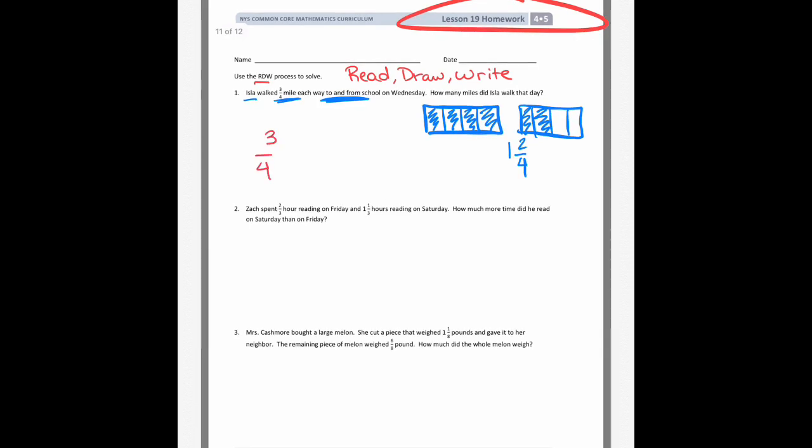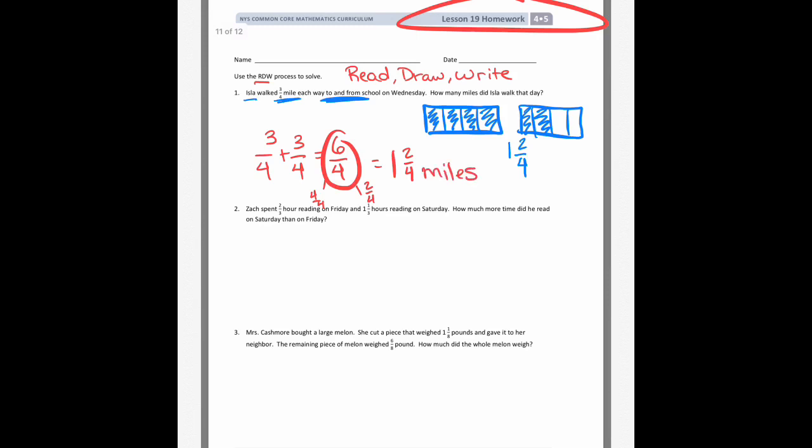So 3/4 there plus the 3/4 back would give me 6/4. And if I turn that into a mixed number, with my 4/4 for the whole and my 2/4 that are left over, I'll find that 6/4 is the same thing as 1 and 2/4 miles, so it works out.